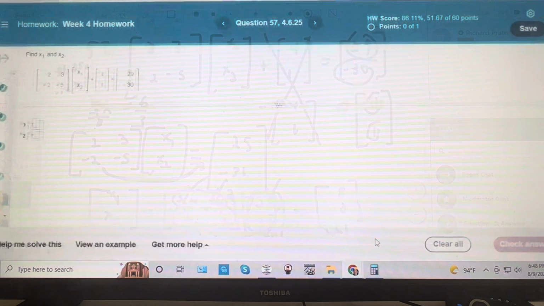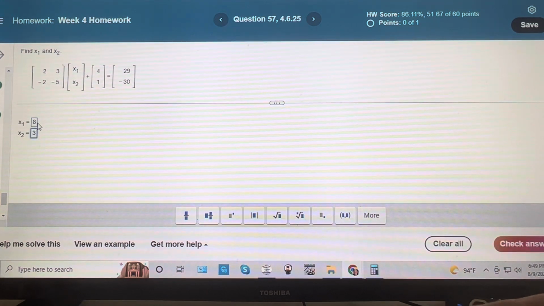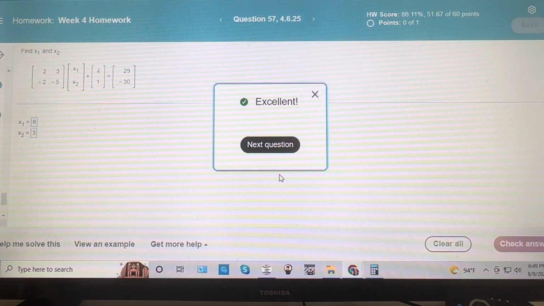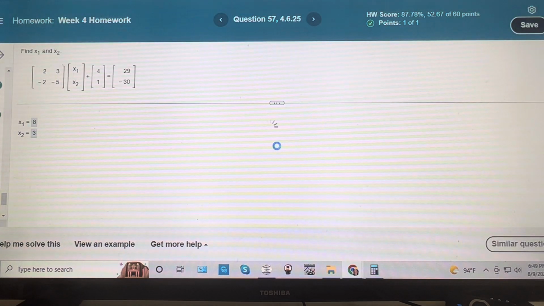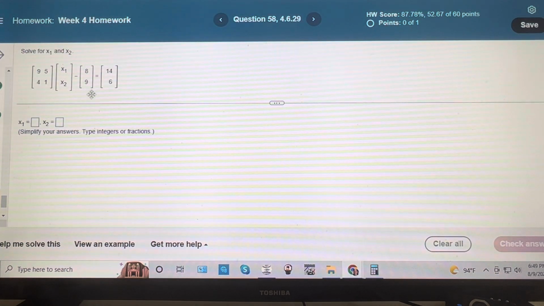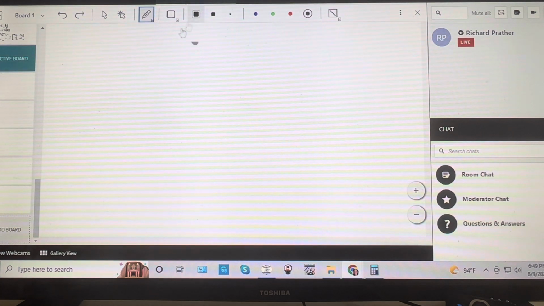So this is even another option. You can do 8 and 3. And it would have been the same if I would have done it with a system too. This is the same problem as 57. You just have to add this to the other side. So I'm not going to do this one fully out, but let's set up what you would do.